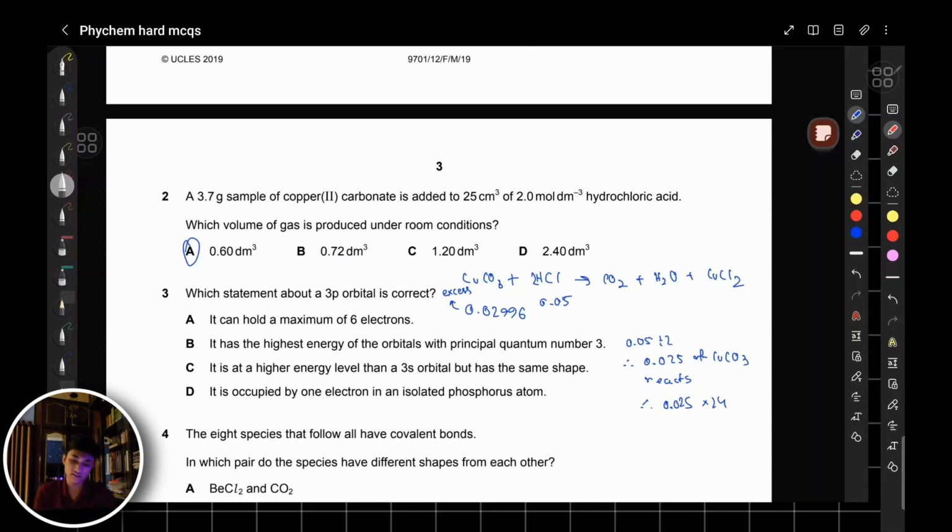Which volume of gas is produced under room temperature and conditions? See, now they have mentioned room conditions, which is different, which is 298. So, what is that in Celsius? 25, I guess. 298 minus 273. 25 degrees Celsius. Okay. Under room conditions.